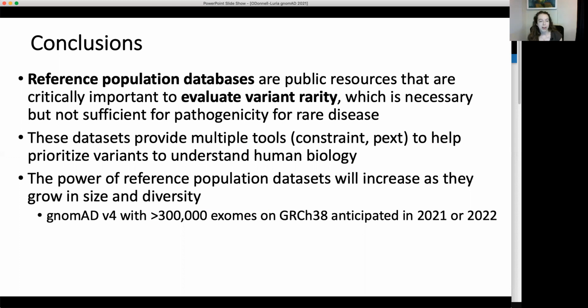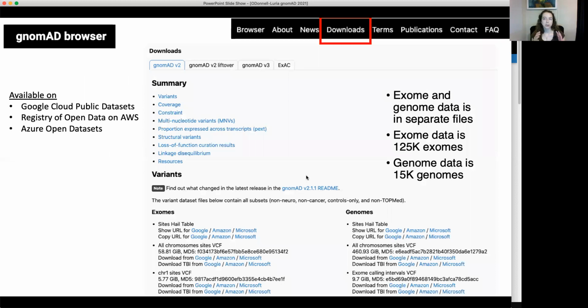gnomAD v4, we hope to have possibly later this year or in early 2022, will have over 300,000 exomes and will be on genome build 38, and continue to incorporate the genomes that we have today, and we'll be growing that over time also. I've shown you how you can access this data through the website. You can also download the entire data set or incorporate it into your pipelines. We've made it available along with partnerships from Google Cloud, Amazon AWS, and Azure to host these data sets in open, accessible places. You can go to the gnomAD page and go to the downloads subpage.